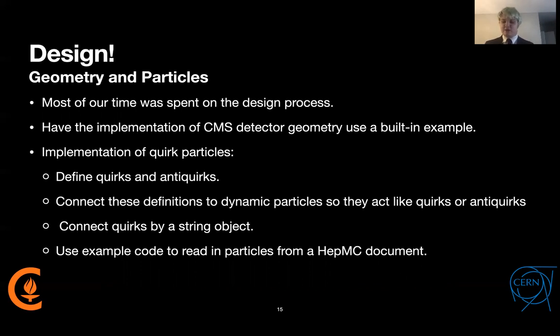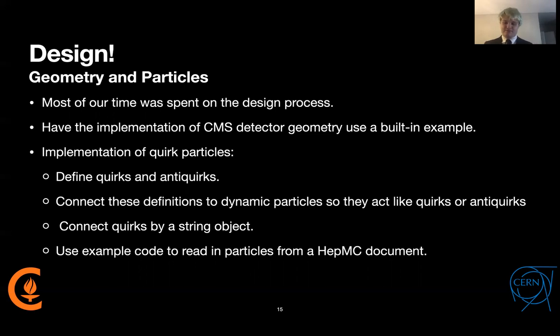Implementing quirk, anti-quirk particle definitions was slightly more complicated, but still simple. We had to define the properties of quirks and anti-quirks, including mass, charge, color, and PDG number. Then we had to connect these two definitions together by creating a string object that contains information of both quirks, along with creating a way to connect the definition to dynamic particles so they can act like quirks.